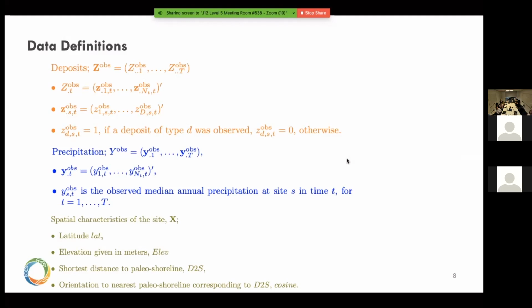where each one of those capital T matrices consists of whether or not an observation was recorded at locations 1 to NT and at site S. So effectively, that's what the deposit data is. It was just a dummy variable that took the value of 1 if a deposit of type D was observed and 0 otherwise. Okay, so you've got this grid, and you've either observed things or you haven't observed things.